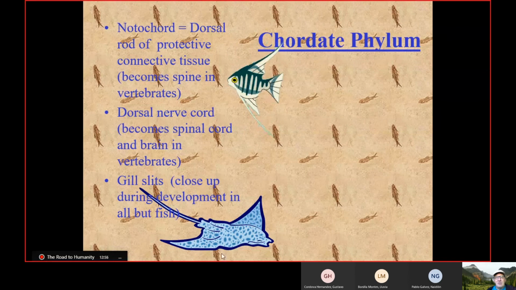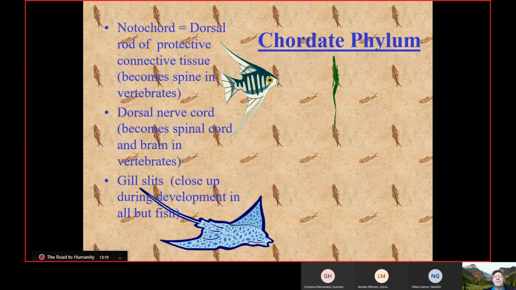So we have cartilage fish. Instead of a full bony skeleton, they have a skeleton made of cartilage. This includes all the rays, also the sharks. Then we have all the rest of the fish. These are known as the bony fish. This would include salmon and tuna, trout, and then like this angelfish. Most fish in the world are bony fish.